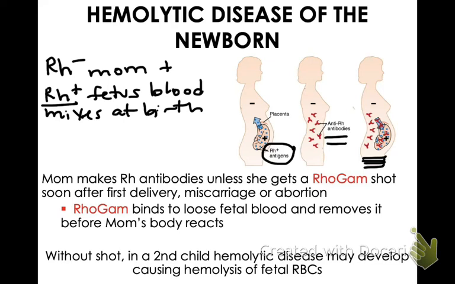And so what they do is they test the mom. If she's Rh negative and the father is Rh positive, there's a possibility the baby could be positive. And with any second and third pregnancies, they give a shot called RhoGAM. And that shot basically binds to the cells, and it prevents the mom's body from being able to attack it.